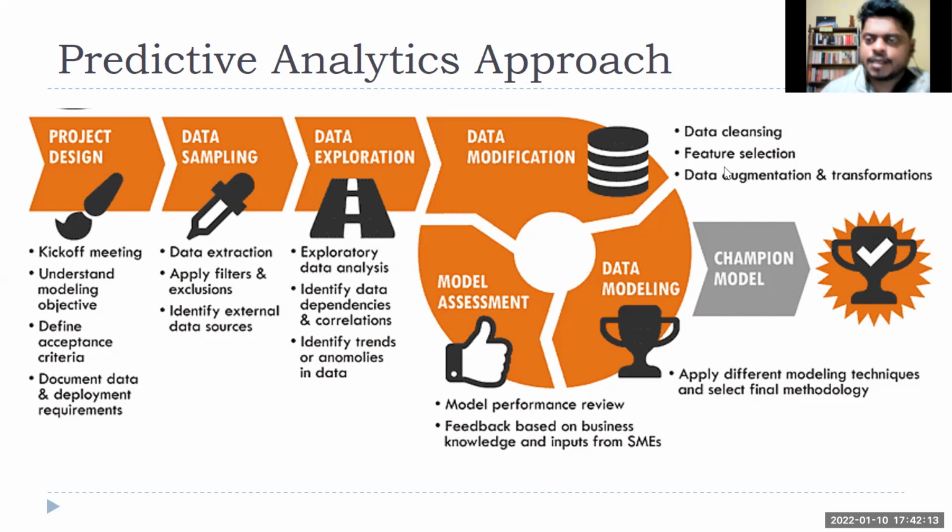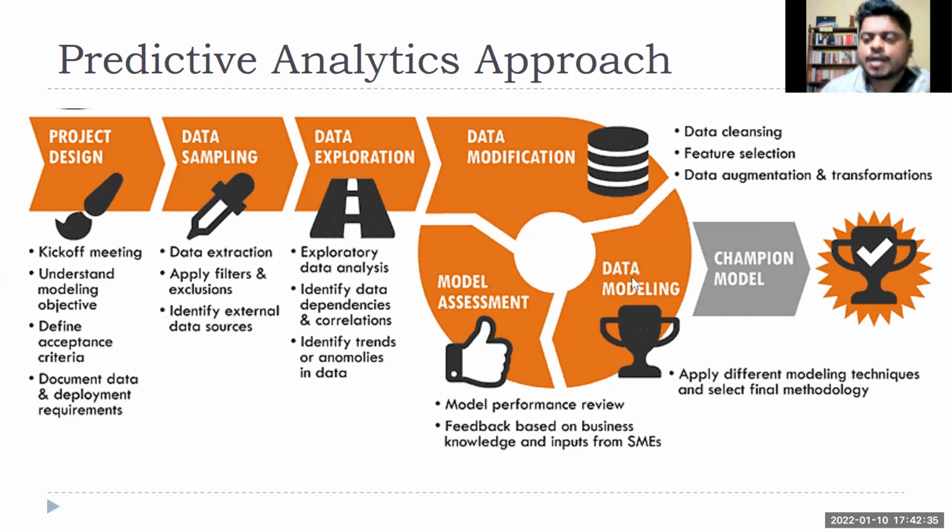Then the cleaning and feature selection. Feature selection is basically, if you have 100 features or 200 features, which features are going to predict your model better, right? So we'll put some time on feature engineering, feature selection, data augmentation, transformation, standardization, right? So this will all come under feature engineering.